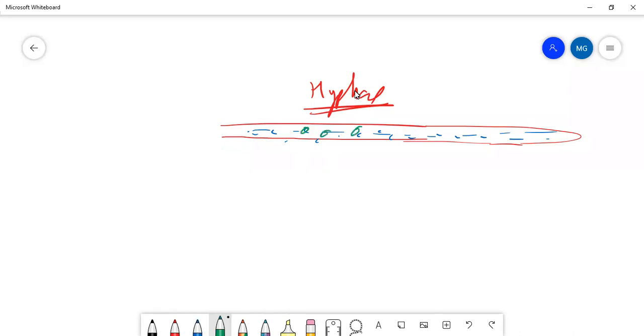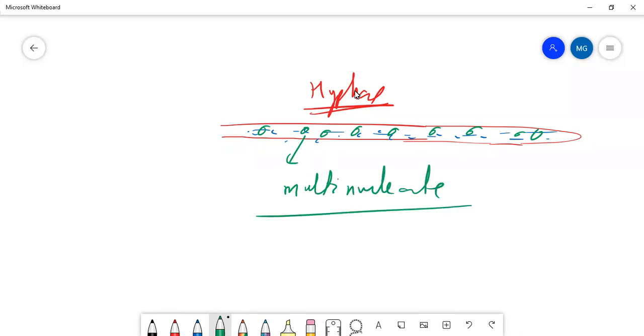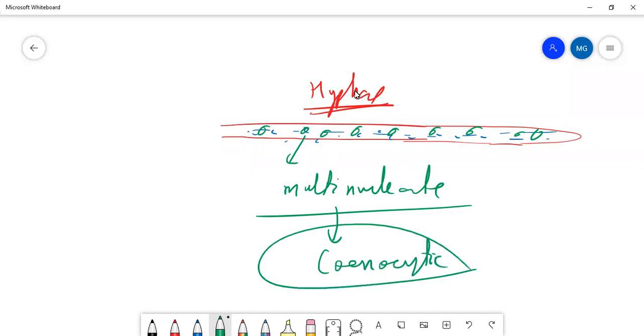It is a continuous structure, and we see this continuous structure can have multiple nuclei. We can have many nuclei, so it is multinucleate. Let me tell you, this multinucleate structure is called cenocytic. This is a cenocytic structure.